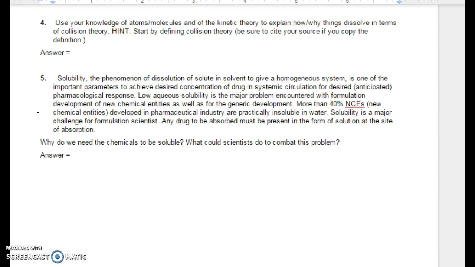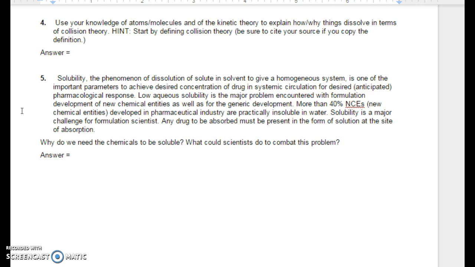Solubility, the phenomenon of dissolution of solute in a solvent to give a homogeneous system, is one of the important parameters to achieve desired concentration of drug in systemic circulation for desired anticipated pharmacological responses. So in other words, it's important when you take medicine. Low aqueous solubility, so the fact that it's not going to dissolve real well in water, is a major problem encountered with formulation development of new chemical entities, as well as for the generic development. So you hear of generic drugs, they're a little bit different. Well, they have to make sure that they can dissolve well enough for the body to actually make it worthwhile.